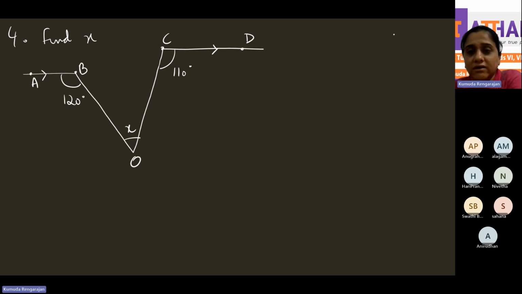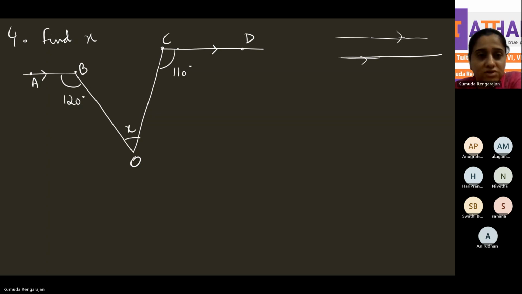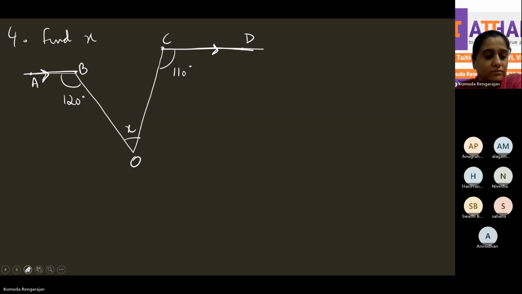See, this line is higher. CD is higher, AB is lower. They're parallel, like when you produce them like this. This one and this one, they're parallel lines. I'm going to show you with the dotted lines here. This is CD, and it's parallel to AB.